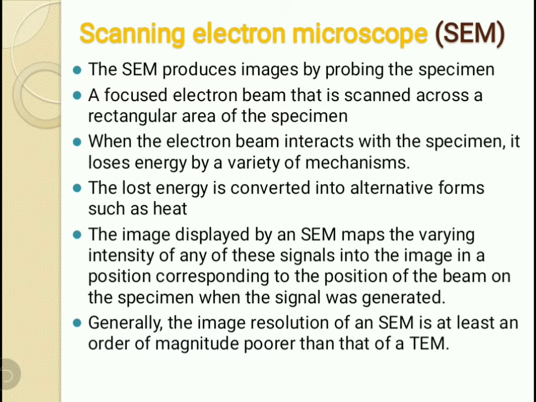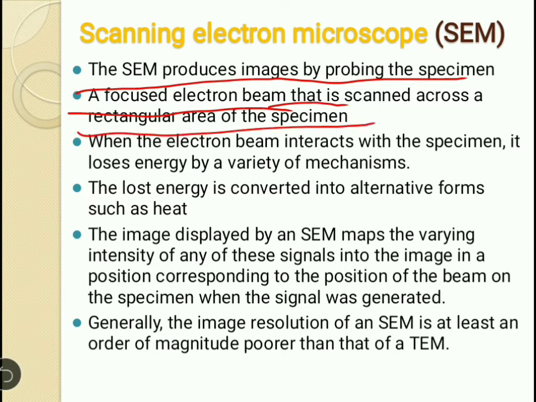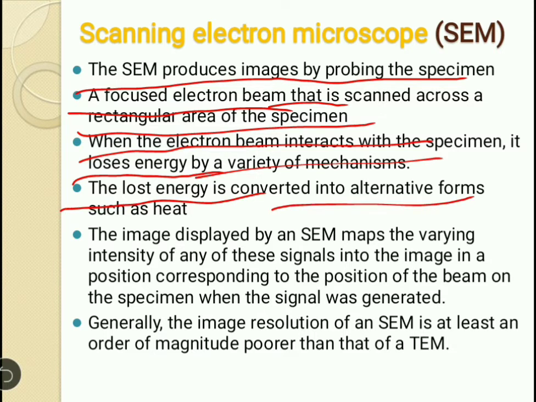Now we can see what the SEM does: it produces images by probing the specimen. The focused electron beam is scanned across a rectangular area of the specimen. When the electron beam interacts with the specimen, it loses some energy by a variety of mechanisms. Loss of energy is converted into alternative forms such as heat. The images displayed by SEM map varying intensity of signal. So this is the working.